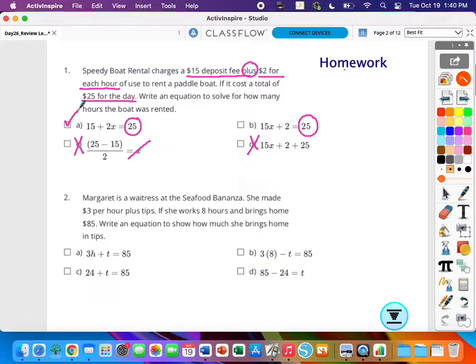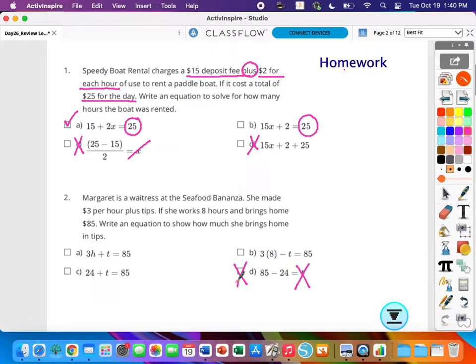Number 2, Margaret is a waitress at the seafood Bonanza. She made $3 per hour plus tips. If she works 8 hours and brings home $85, write an equation to show how much she brings home in tips. First of all, $85 is going to be my total. There's only one equation in here that does not have $85 as the total, and it's this one right here. So D is definitely not it. The rest of them have $85 as a total.